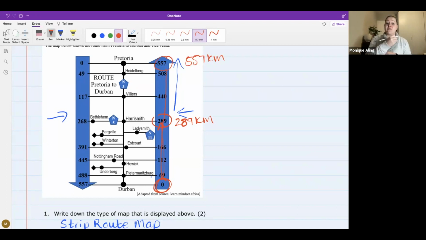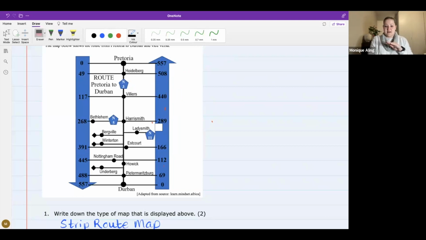If you were going from Pretoria side to Durban, you follow the relevant arrow, which would be on the left-hand side. So you'll be looking this way. If you're going from Pretoria to, for example, Pietermaritzburg, you'll follow all the way until you hit Pietermaritzburg, which is in line with 488 kilometers. So that's just a quick rundown on how we use the distances on the side of the map. There's generally distances on either side, and you just need to follow the correct direction.